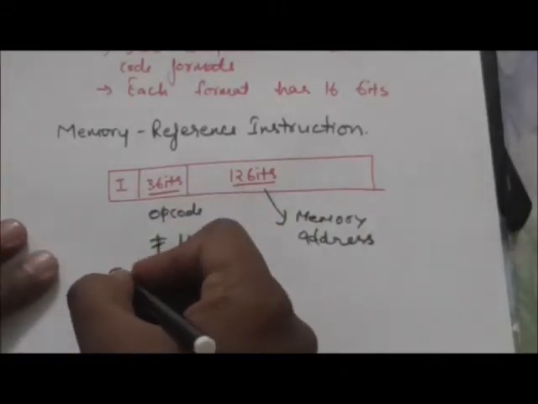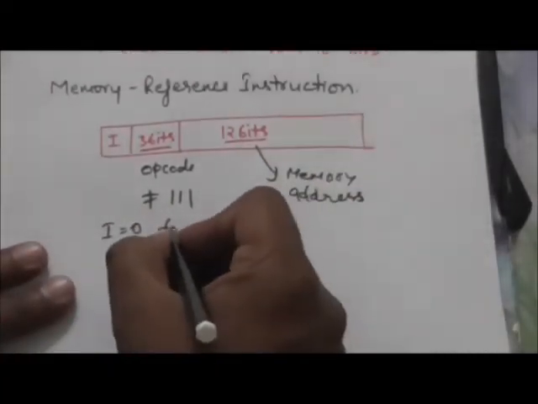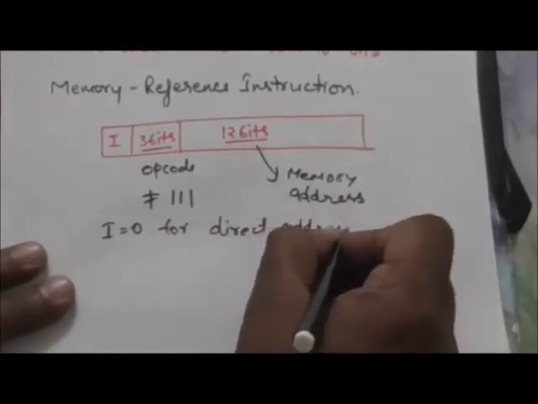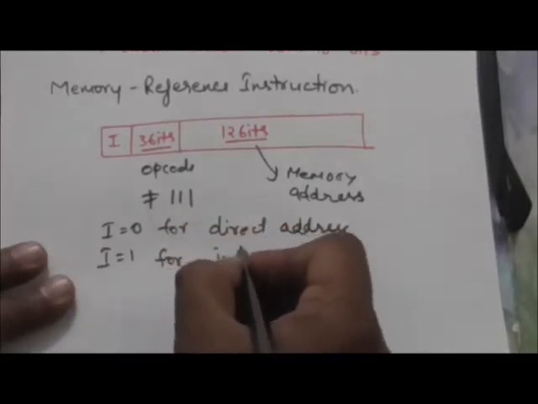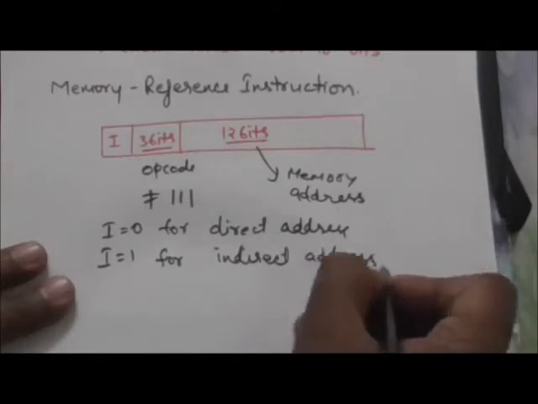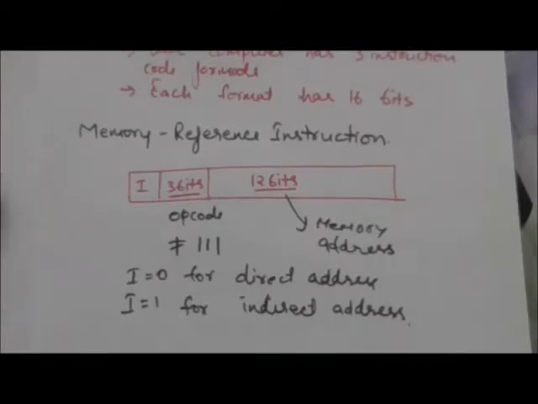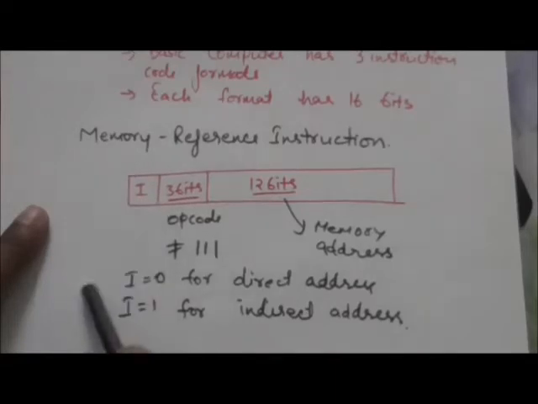I is equal to 0 for direct address, and I is equal to 1 for indirect address. So what is the difference between direct address and indirect address? This leftmost bit I specifies the addressing mode. I equal to 0 for direct address and I is equal to 1 for indirect address.